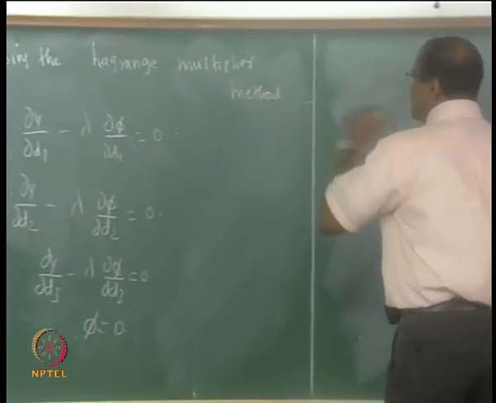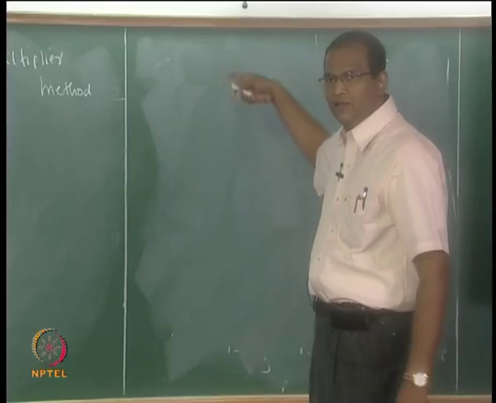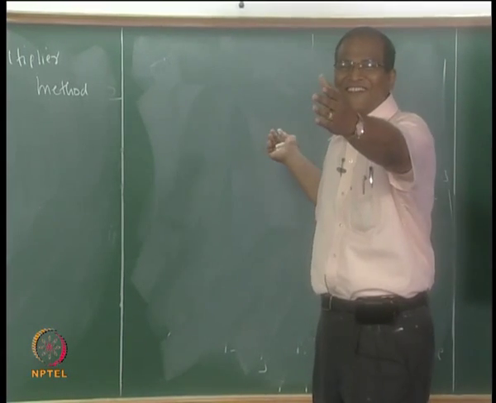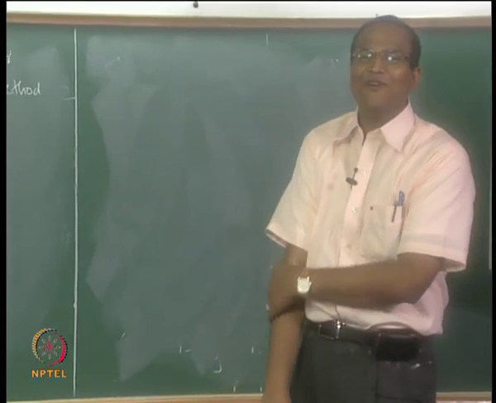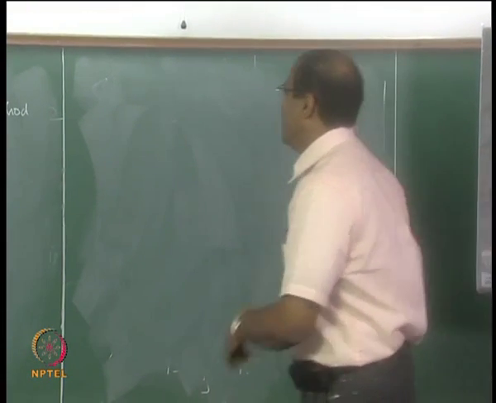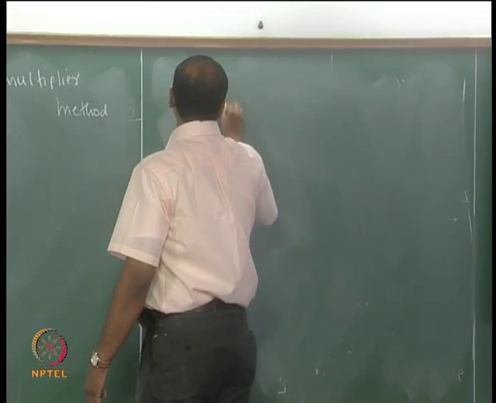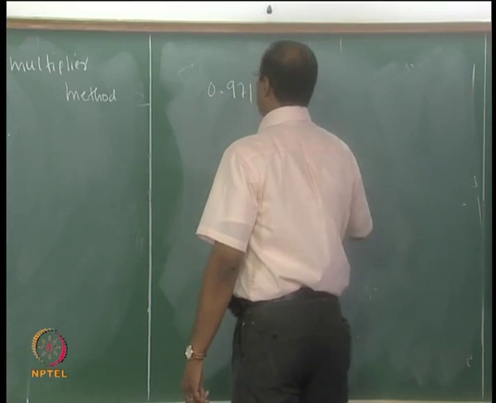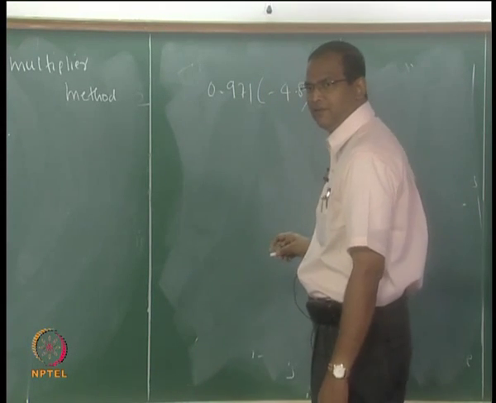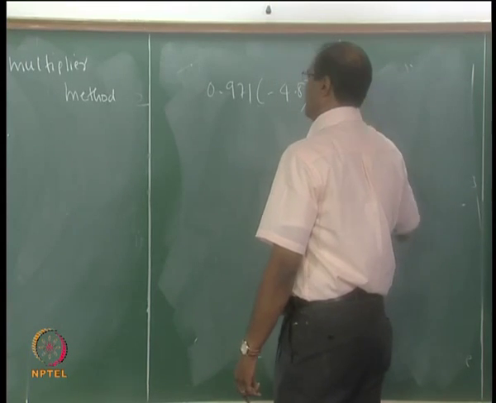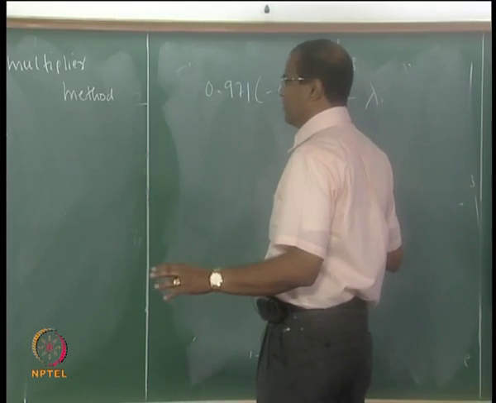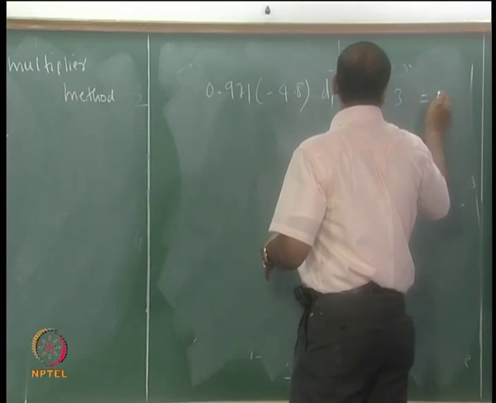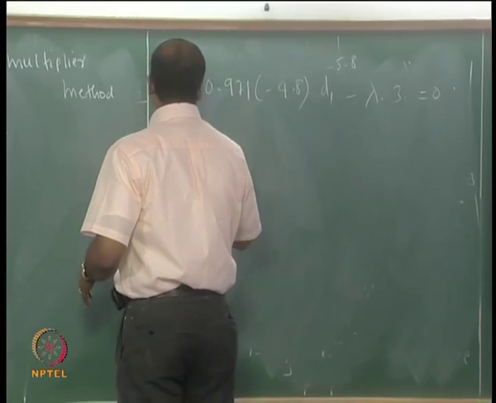Okay, phi equal to 0. Now what is dy by d1? Rohit, wake up. Dou y by dou d1 is 0.971 minus 4.8 d1 minus 5.8 minus lambda, oh this is so nice, into 6 into 3 4 5, right. 0.564.